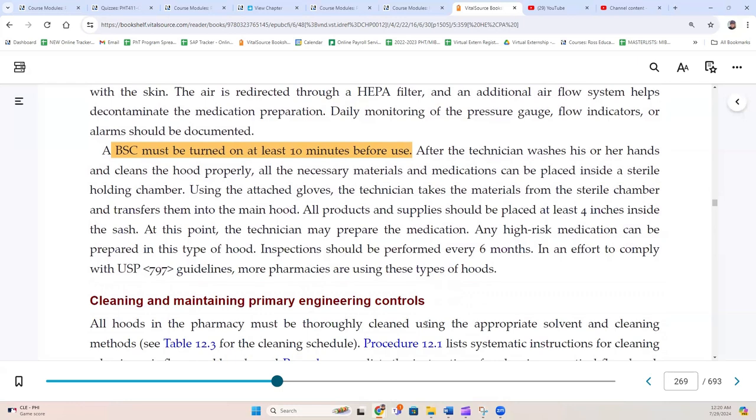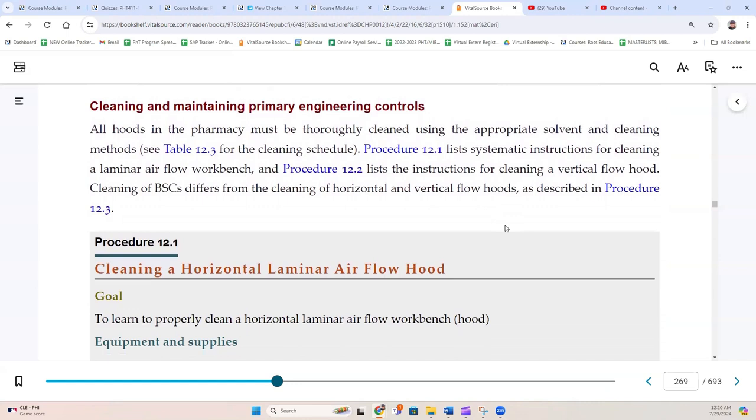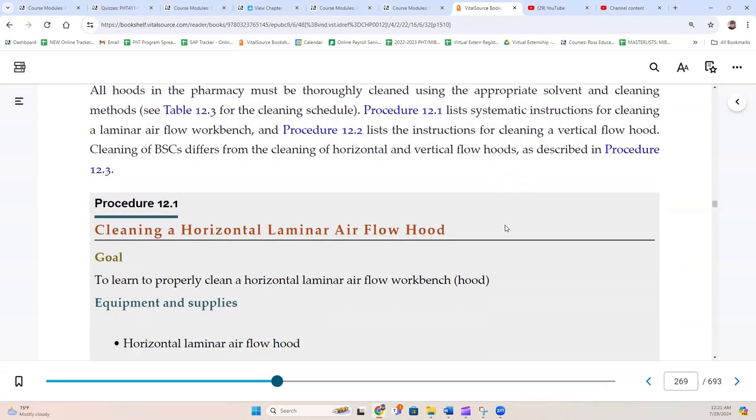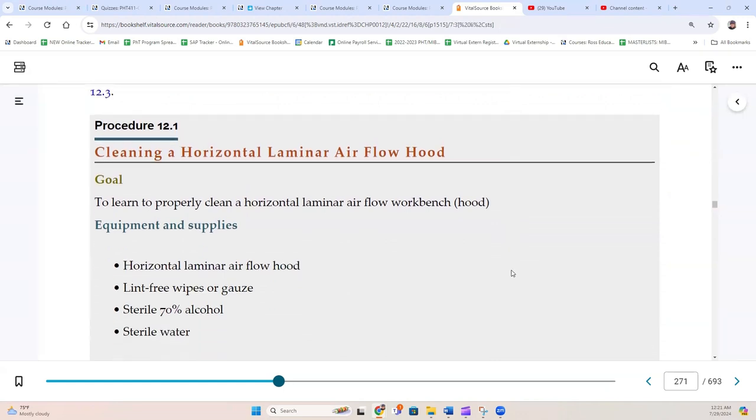Any high risk medication can be prepared in this type of hood. Inspection should be performed every 6 months in an effort to comply with USP 797 guidelines. More pharmacies are using these types of hoods. All hoods in the pharmacy must be thoroughly cleaned using the appropriate solvent and cleaning methods. Procedure 12.1 lists systemic instructions for cleaning a laminar airflow workbench and lists the instructions for cleaning a vertical flow hood. Cleaning of BSCs differs from the cleaning of horizontal and vertical flow hoods as described in procedure 12.3.